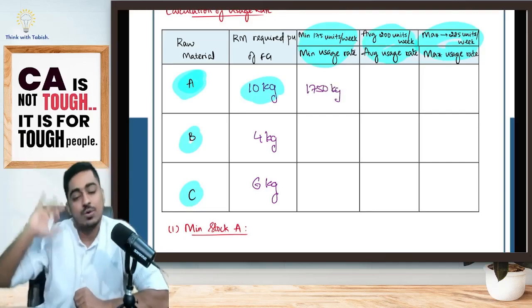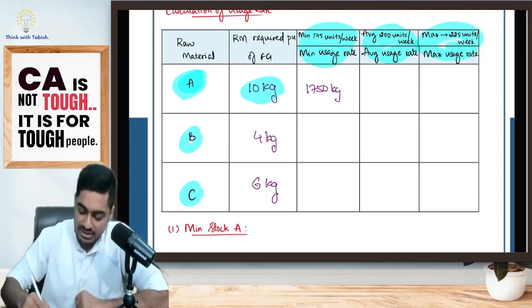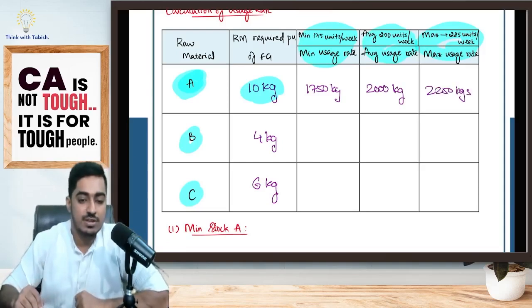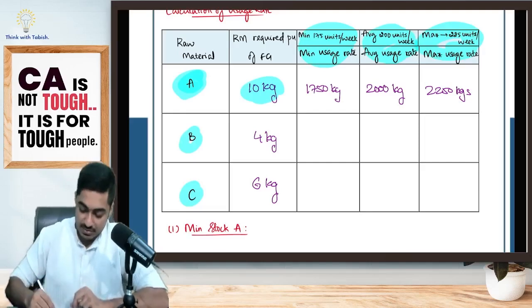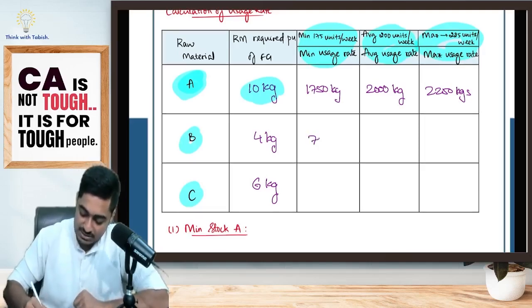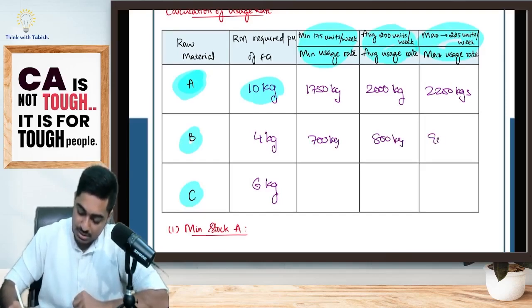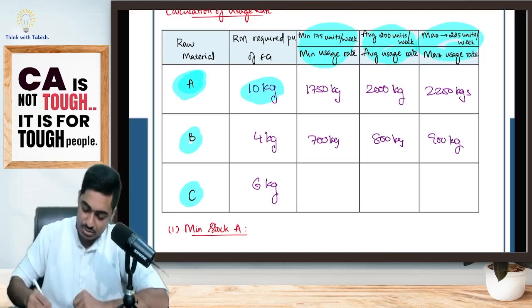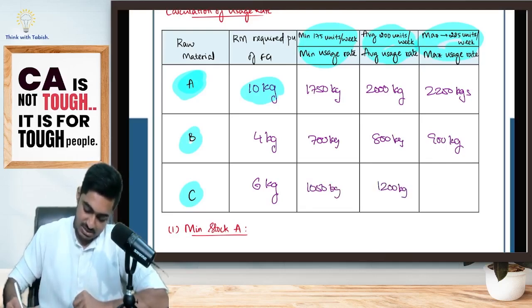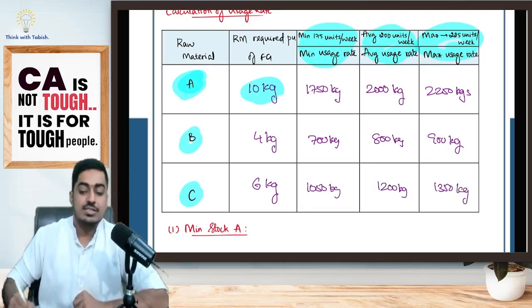If I say, no, boss, on an average, most of the time I'll be producing 200, that means 2000 kg will be used. If I decide to produce maximum 225, that means 225 into 10, 2250 kgs. Yes or no, everyone? Perfect. Similarly with B, 175 into 4, 700 kg, 200 into 4, 800 kg, 225 into 4, 900 kg. Now onwards I'm not explaining, I'm just doing 175, 350, 700, 1050, 1200, 1350 kg. Yes or no, everyone?